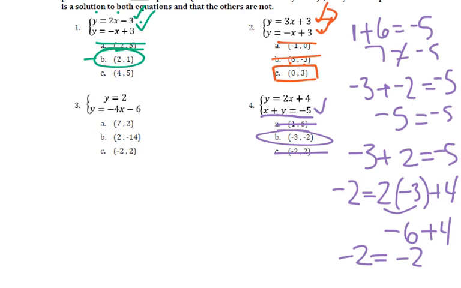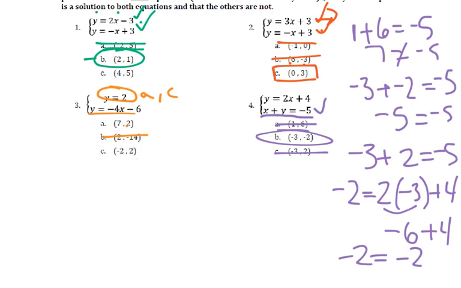Okay, now number 3, we've got y equals 2. Right off the bat, that one should tell you that your answer is not going to be B, because my y value has to equal 2. So that worked because they're both 2, but B does not. Okay? So I know A and C will both work in this one. So now I just need to check my second answer.